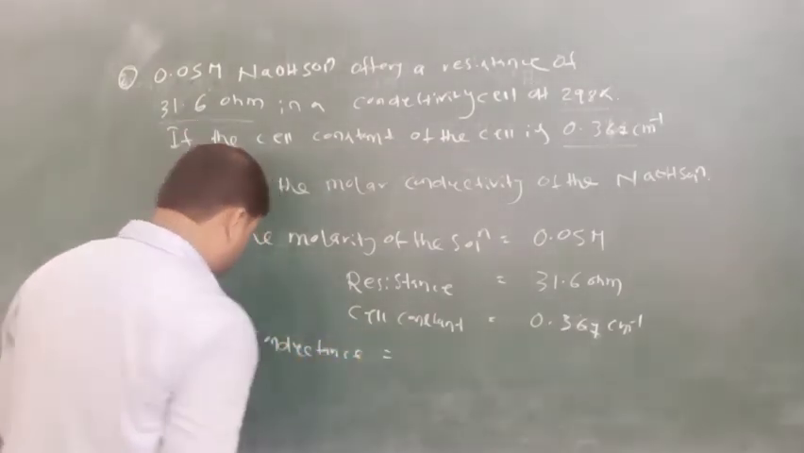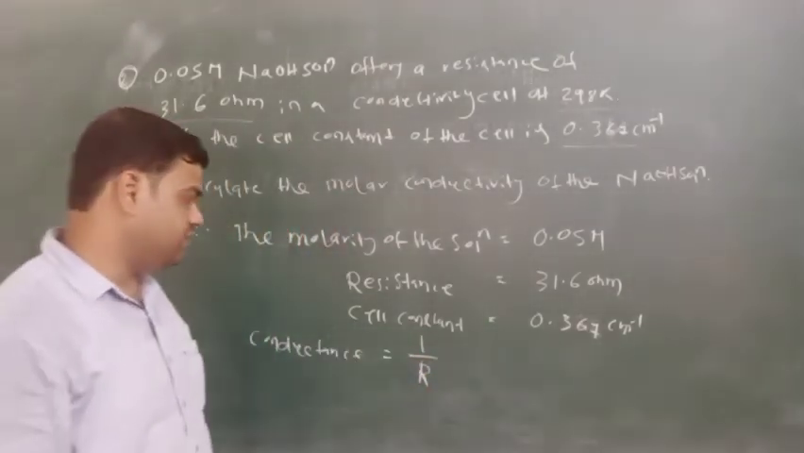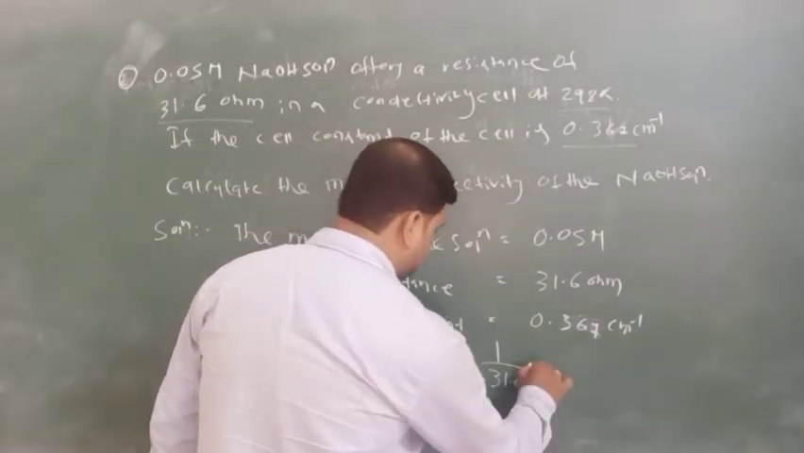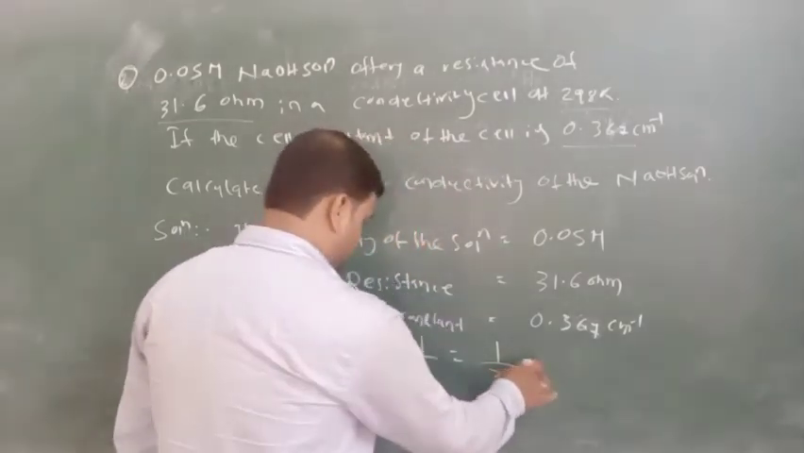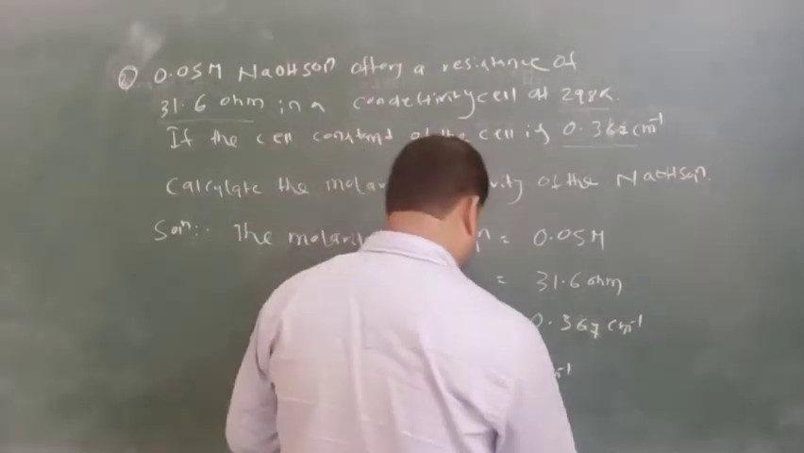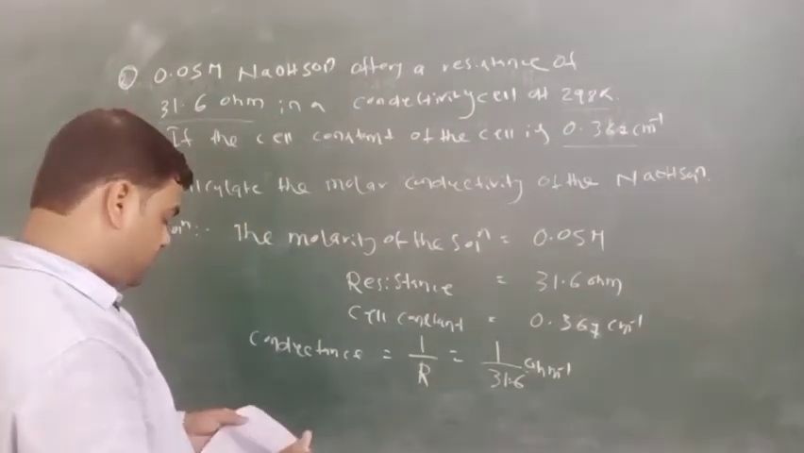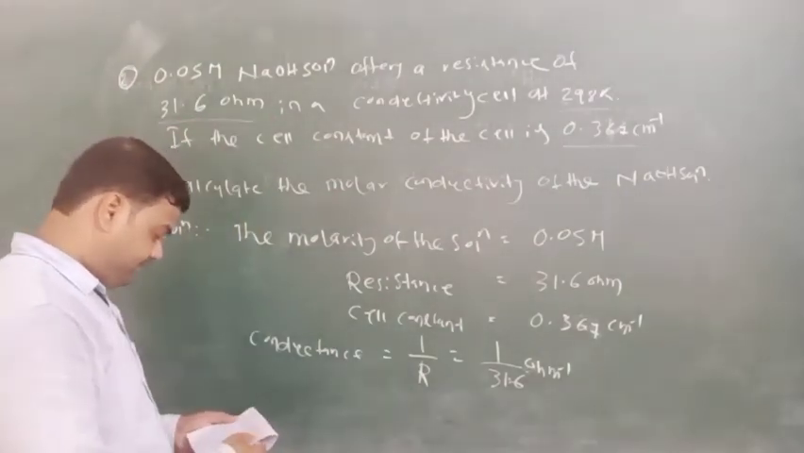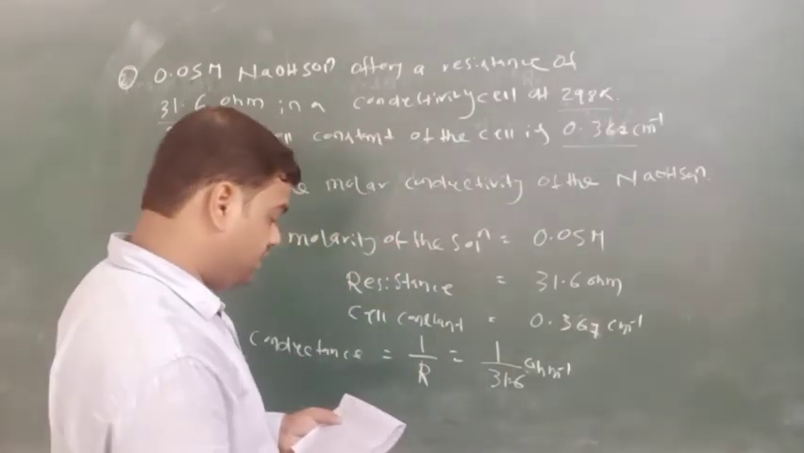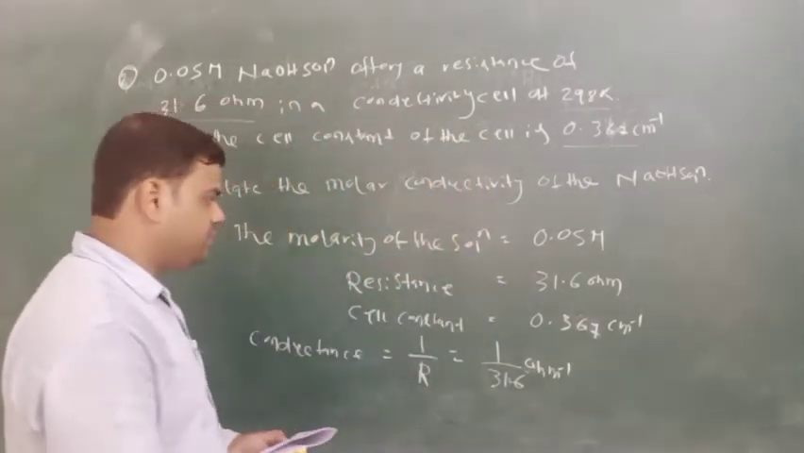So the conductance we can calculate: conductance equal to 1 by R. So conductance equal to 1 by R means conductance is the reciprocal of resistance. So we can calculate 1 by 31.6 ohm inverse. So the specific conductance you will calculate. Specific conductance means here kappa. So we can calculate specific conductance equal to conductance into cell constant. Cell constant is given, 0.376.